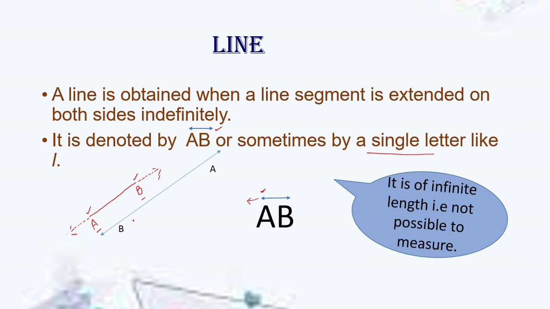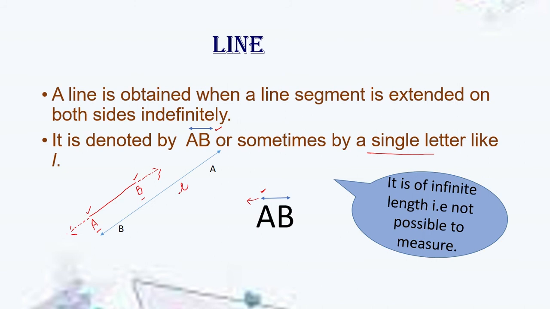In some books you will see the name of this line is not AB. Sometimes you will find it like this, L. You will say L is a line here. You can give any alphabet, L, M, N. You can denote it by a single letter also.